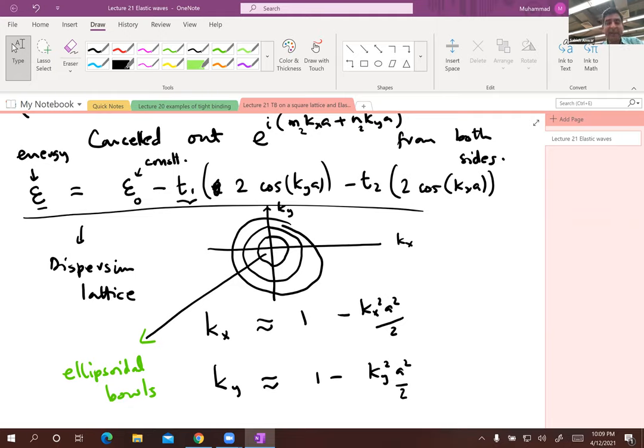By the way, in this tight binding model, in the vicinity of the kx equals 0 and ky equals 0 point, we also have a two-dimensional parabola, which I'm calling a bowl. Anyway, we started off with free electrons and got the quantization of k's because the solid is of a finite size. Then we immersed inside that free electron a lattice, a periodic arrangement of ions, which produced a periodic potential. That led to certain perturbations, the opening of band gaps and the departure from parabolicity near the zone boundaries.